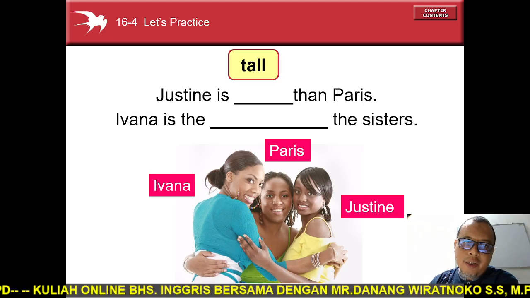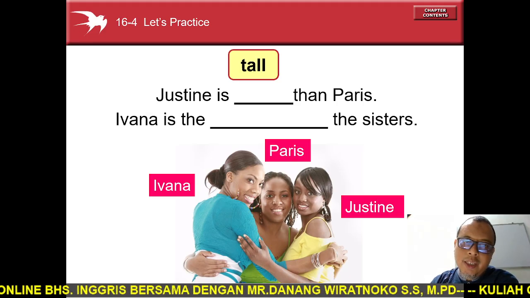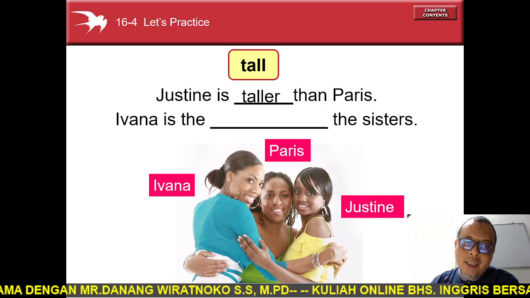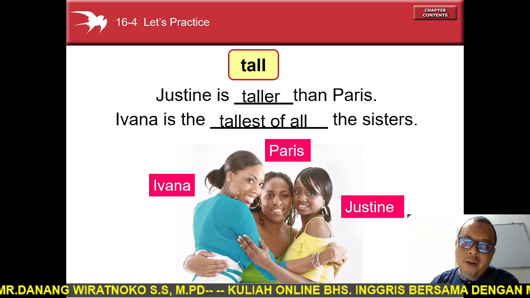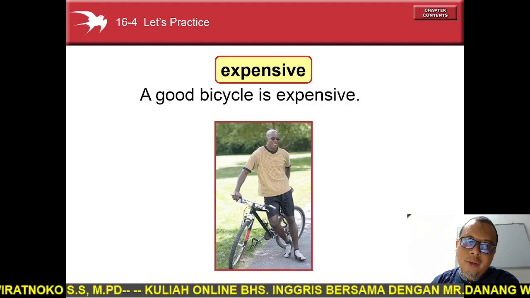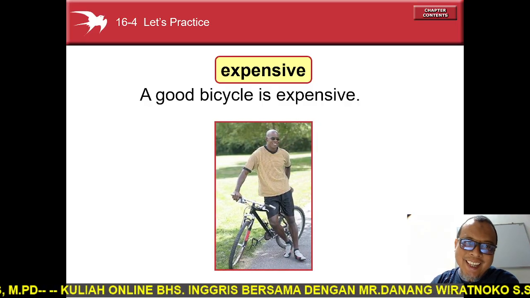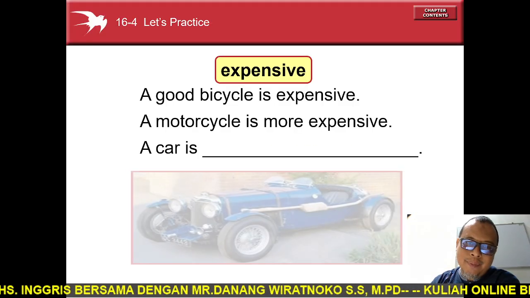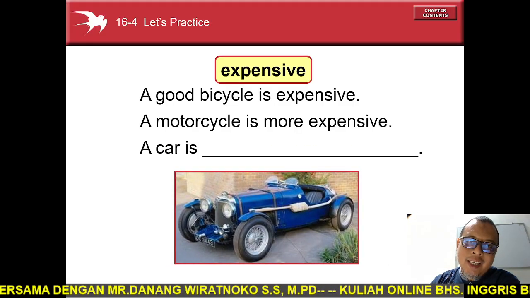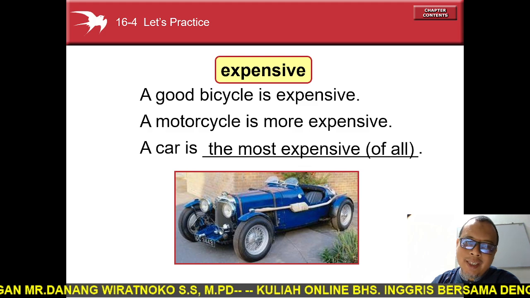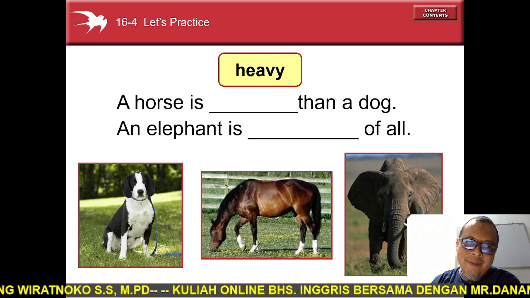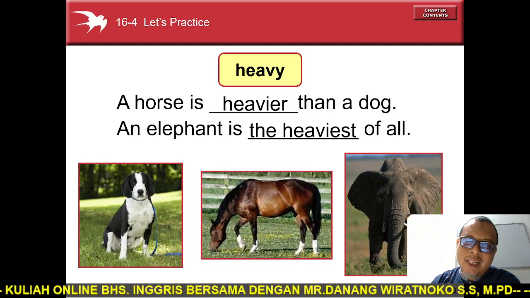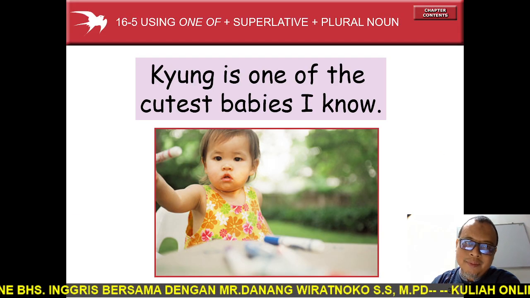Okay, we have here Justin is taller. Ivana is the tallest of all. A good bicycle is expensive. A motorcycle is more expensive. A car is the most expensive of all. Okay, a horse is heavier than a dog. An elephant is the heaviest of all.